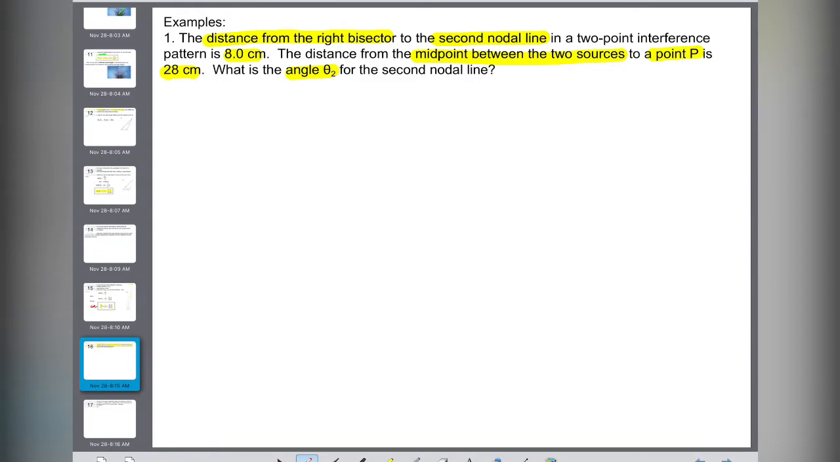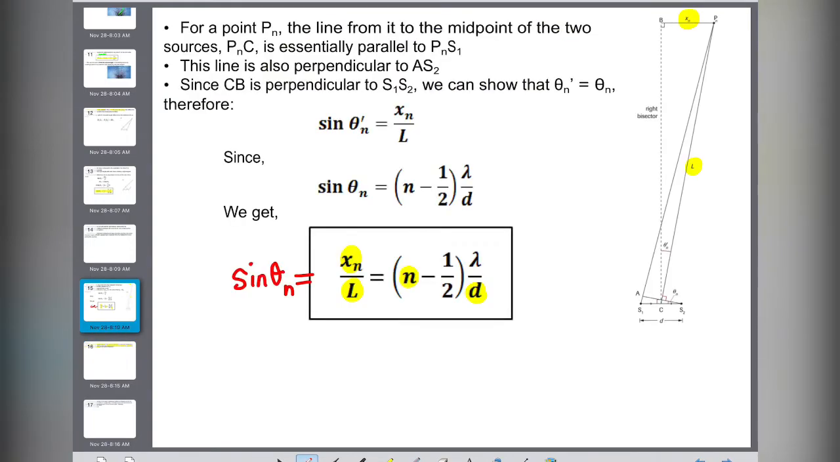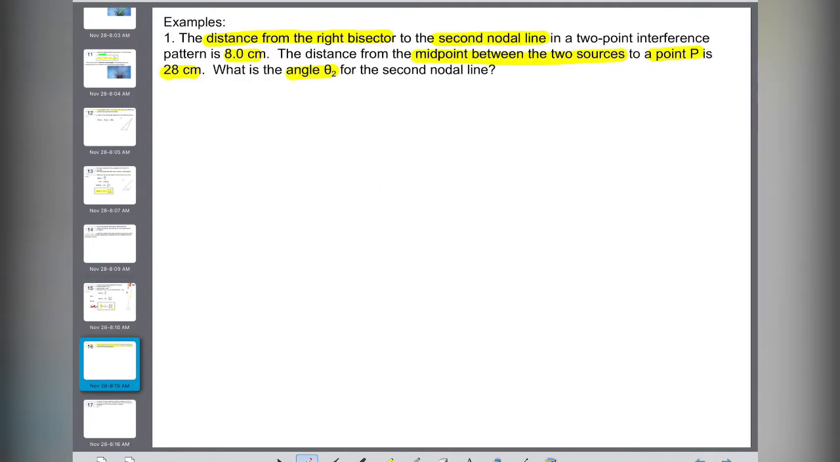So what do we know? Okay, so what are these wording? Distance from the right bisector to the second nodal line. Okay, it goes with this picture. If they say this is N2, the point is on N equals to 2. They have given you the distance from the right bisector. We said that this is called the right bisector, right? The distance from it, this is x2. So they gave you x2 in the question. All right, so that's the first number.